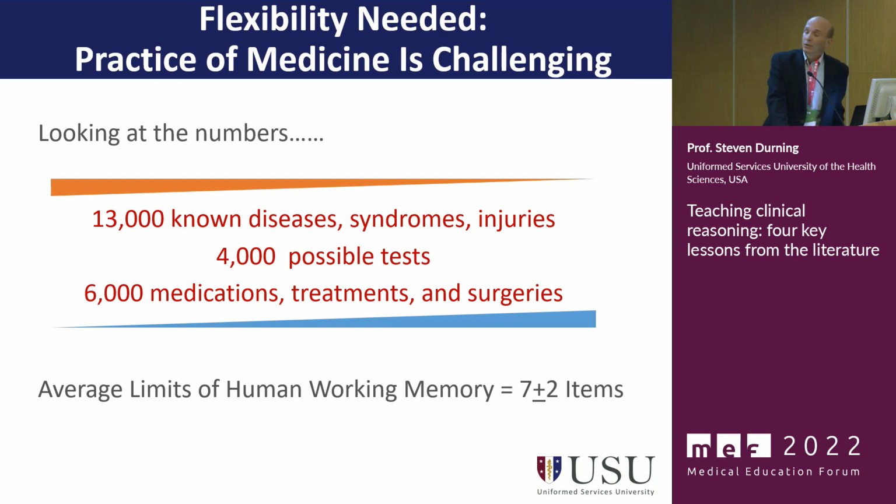It's also needed if you just look at simple numbers, and this slide actually needs to be updated. I'm sure we have more than 25, if not 30 or 40,000 known diseases, syndromes, injuries, tests, medications, treatments, and surgeries. And as I mentioned, your working memory capacity is 7 plus or minus 2. Oh, I'm sorry, I made a mistake. It's actually 4 plus or minus 2 by more current literature. So we're up against a lot. We need to take the teaching of clinical reasoning very seriously if we want to make sure our patients get the care that they deserve.